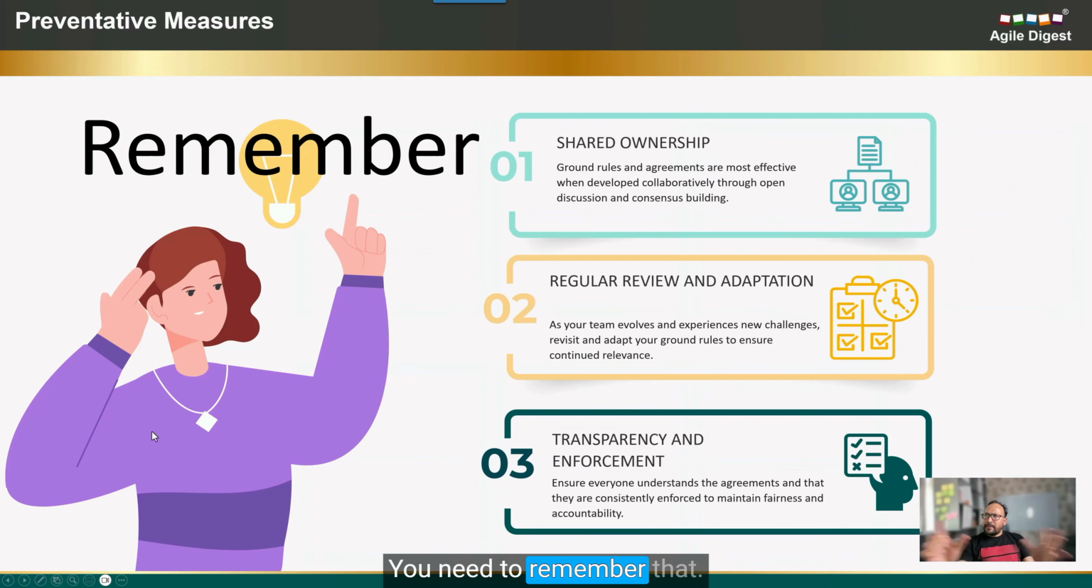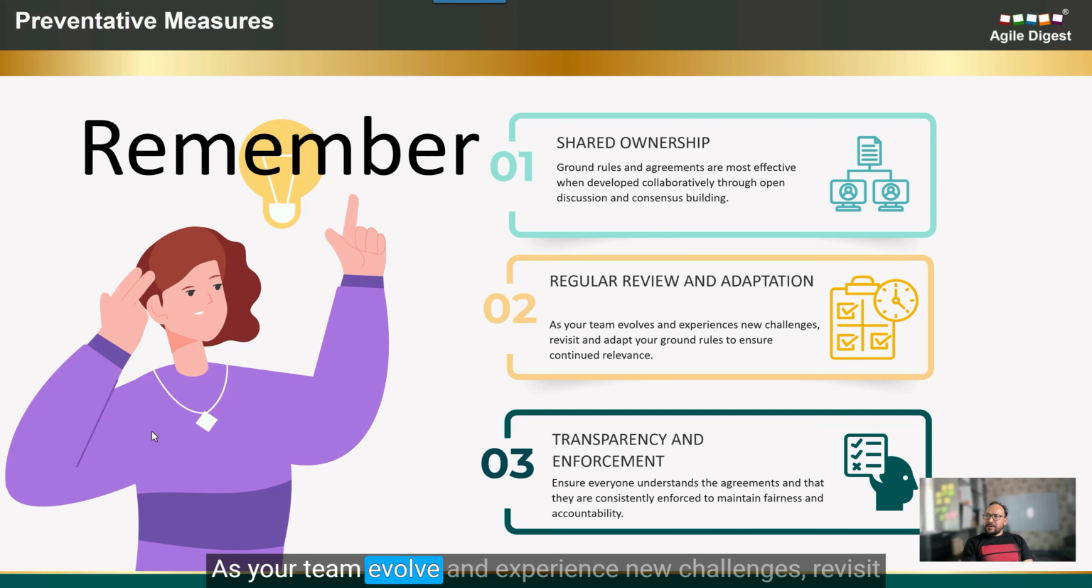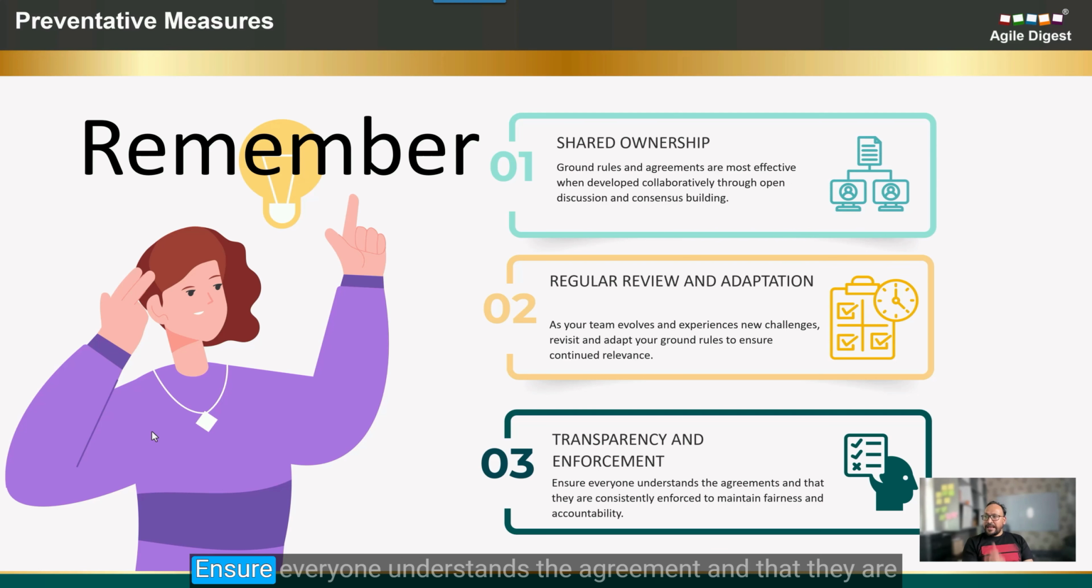You need to remember that shared ownership is one of the critical areas. Ground rules and agreements are most effective when developed collaboratively through open discussion and consensus building. Regular review and adaptation. As your team evolves and experiences new challenges, revisit and adapt your ground rules to ensure continued relevance. Transparency and enforcement. Ensure everyone understands the agreement and that they are consistently enforced to maintain fairness and accountability.